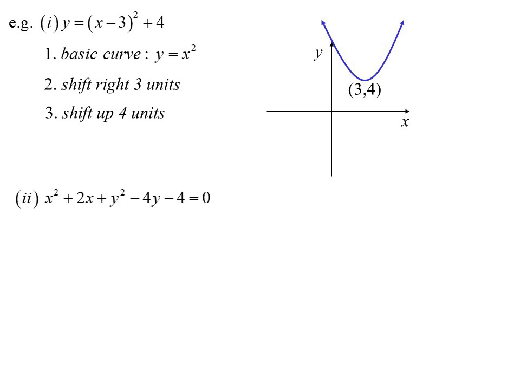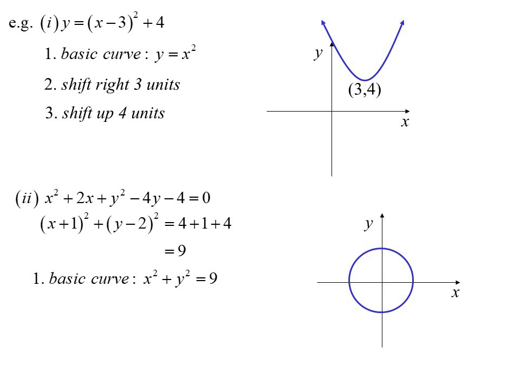This one here, in order to see the shift, we can see it's going to be a circle because we've got x squared and y squared there, and the coefficients are the same. Now let's group them together so I can see the shift. So I'll complete the square on both the x and the y. We end up with x plus 1 squared plus y minus 2 squared is 9. So we start with our circle with a radius of 3. What have we done to it?